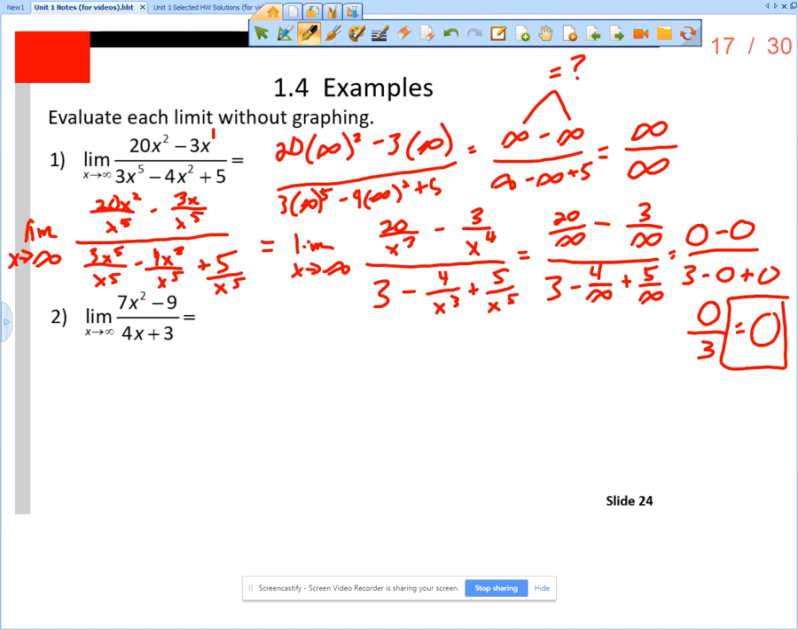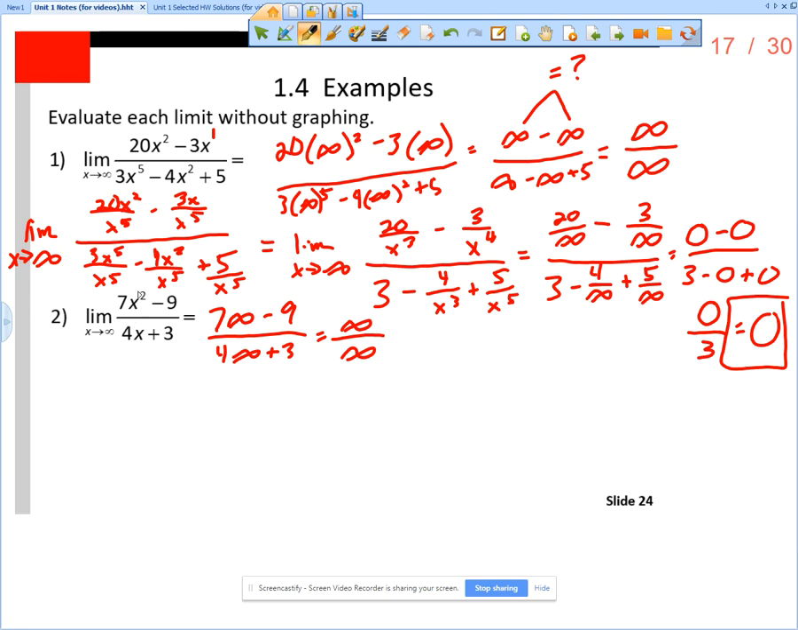Now, the next example, okay? Same idea. We would evaluate initially. We get 7 times infinity squared minus 7 times infinity minus 9, divided by 4 times infinity plus 3. Of course, infinity over infinity, you can't reduce the infinities or something. So infinity over infinity, once again, indeterminate, telling us that we must do some more work.